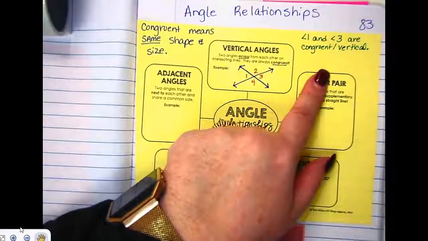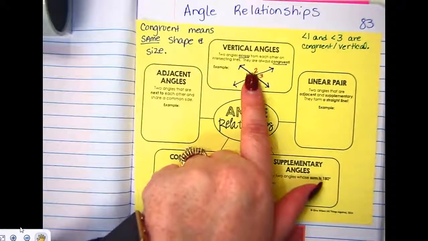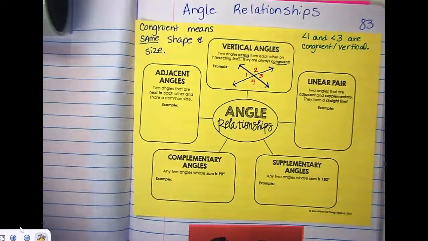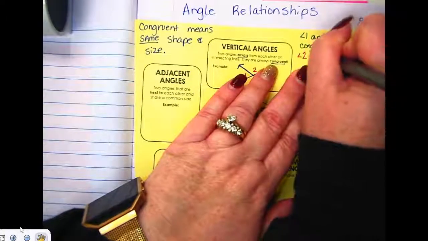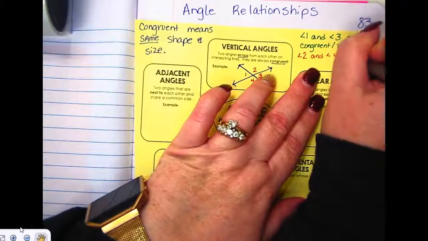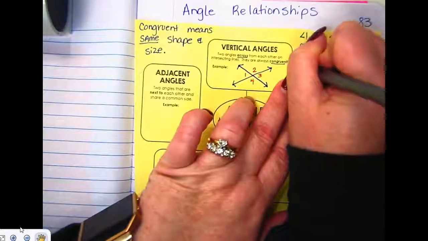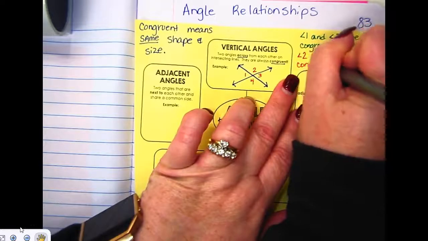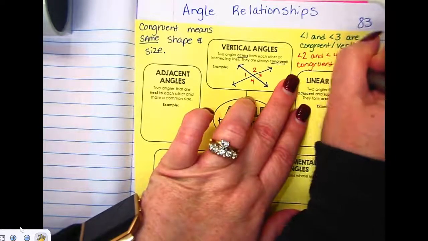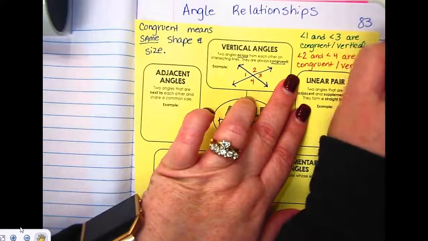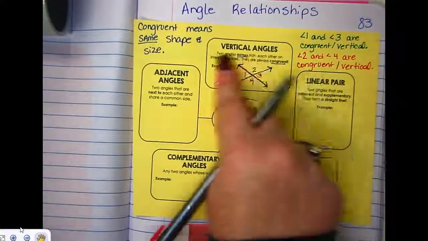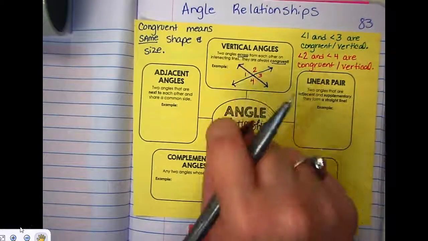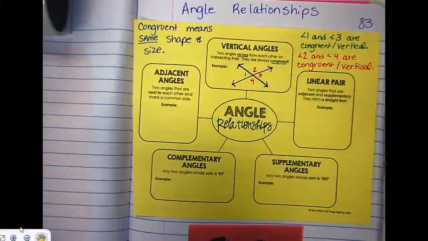What other two angles are congruent and vertical in this picture? 2 and 4. Angle 2 and angle 4 are congruent vertical angles. Okay, vertical is something you need to know the definition of, and you need to be able to look at a diagram and pick out pairs of vertical angles.